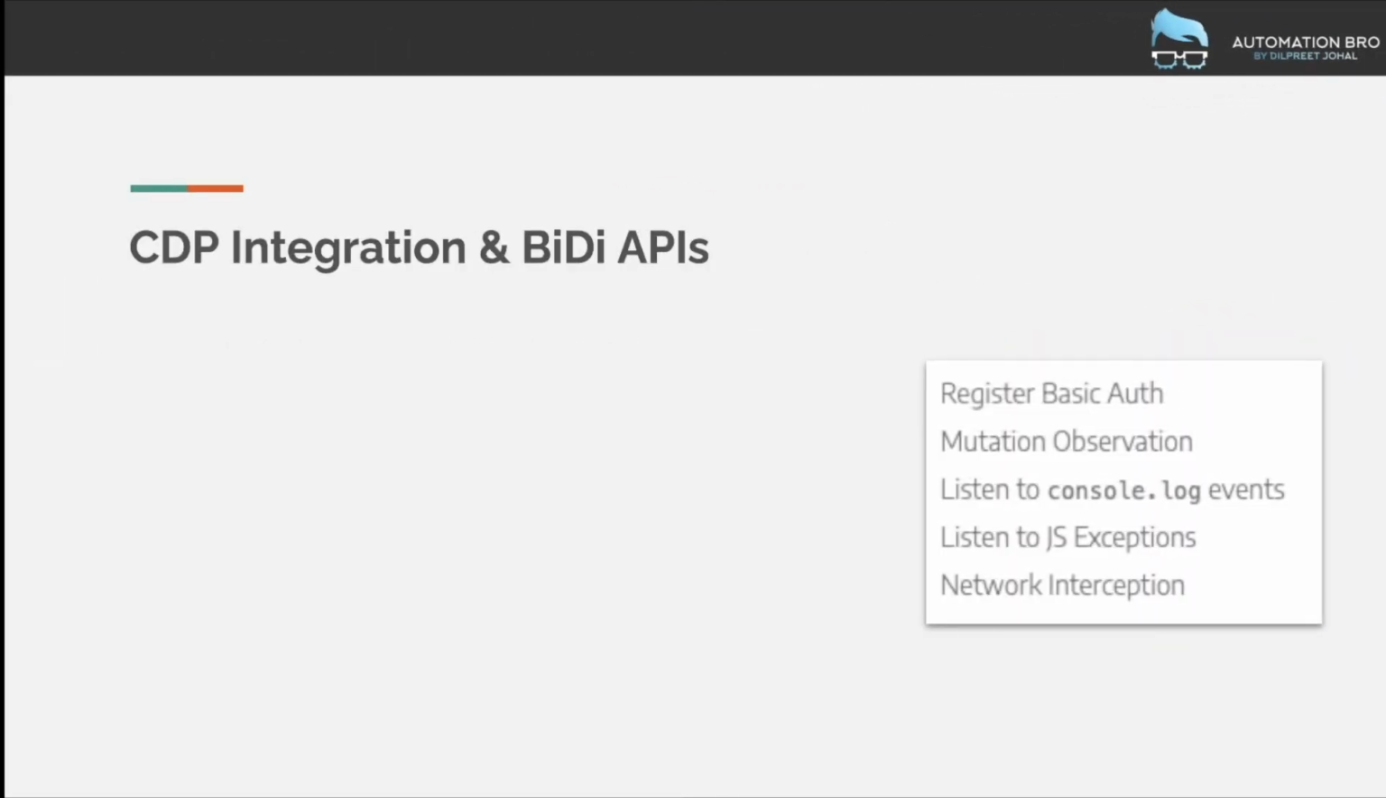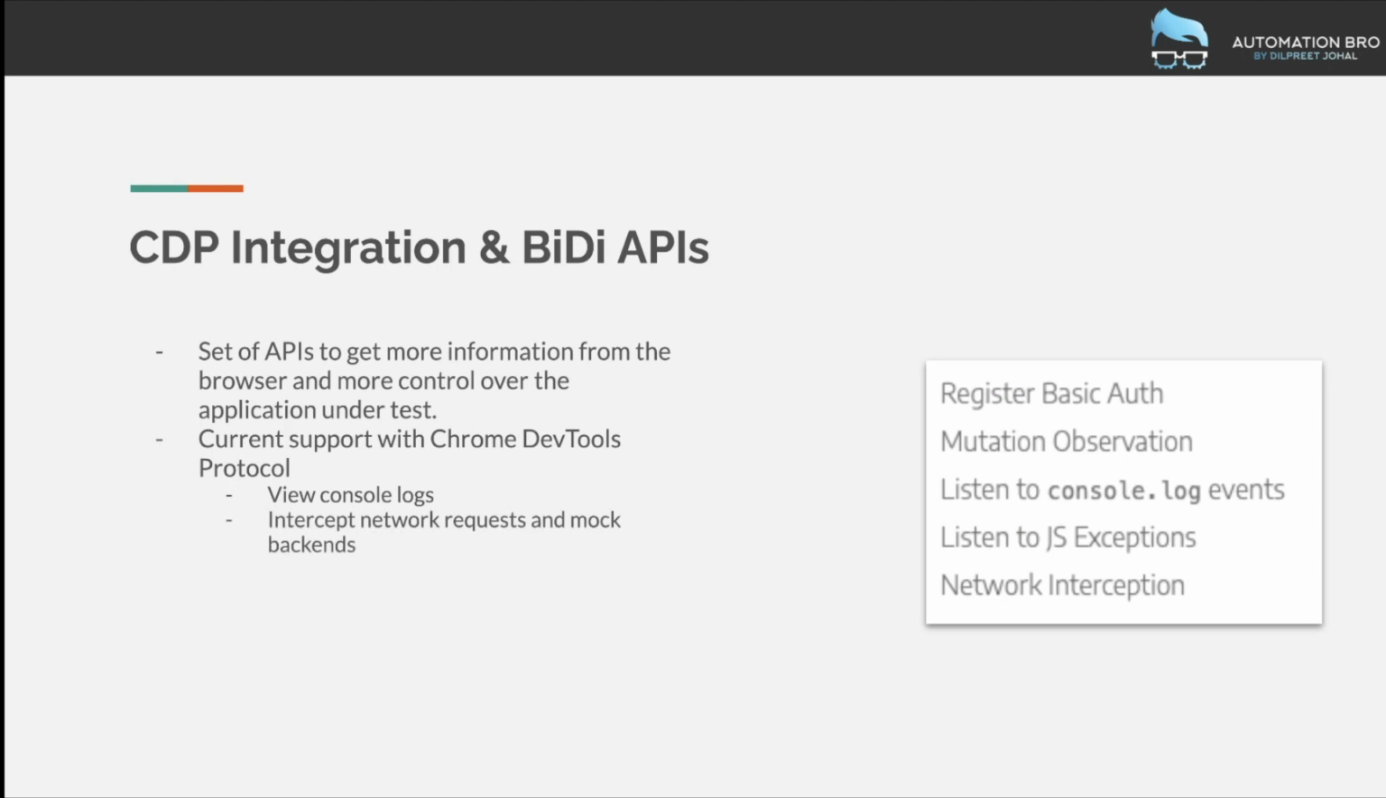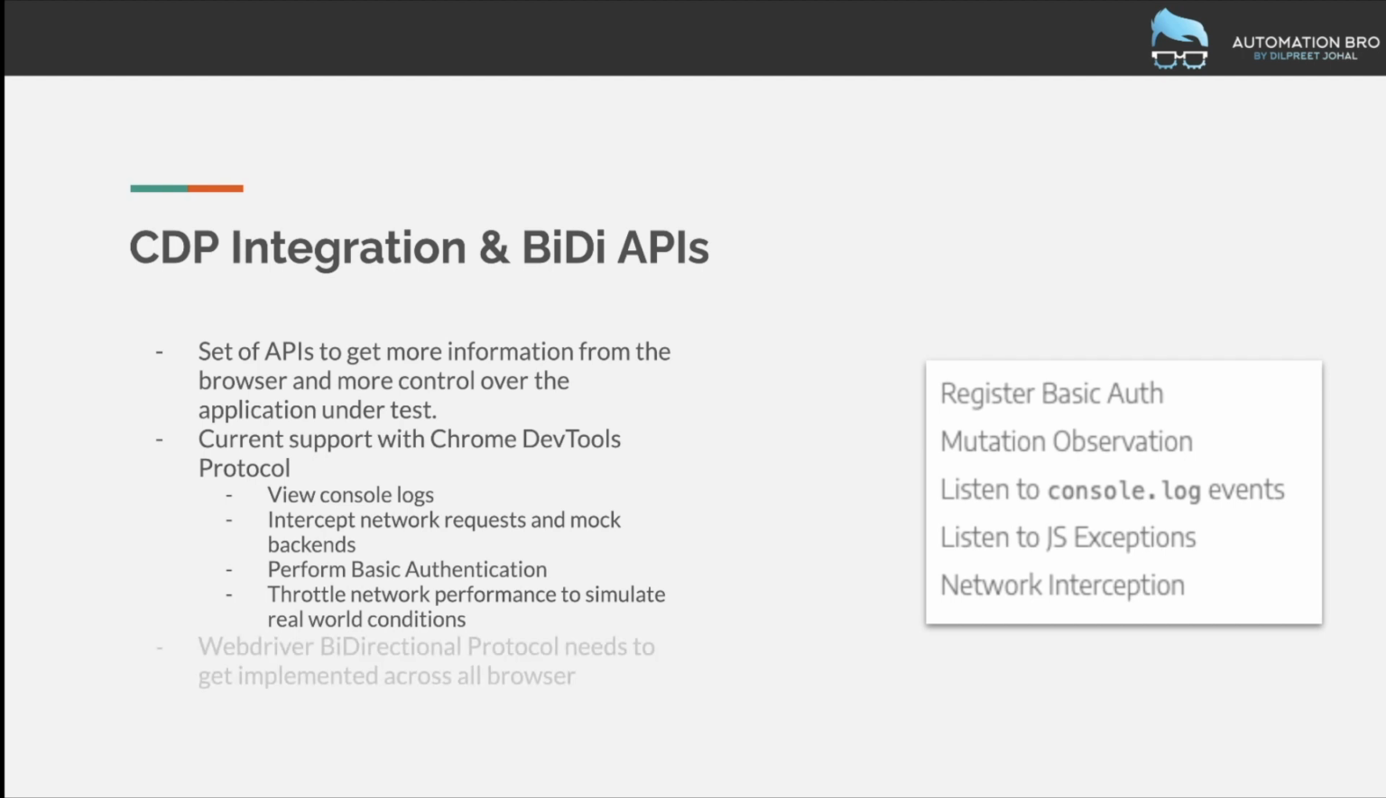The next change is that with Selenium 4, you also get access to the Chrome debugging protocol, which has a set of APIs that lets you do things like viewing console logs, intercepting network requests, performing basic auths, or throttling network performance. But since this is Chrome debugging protocol, it will only work with Chromium-based browsers. However, the Selenium team is working on getting the WebDriver bidirectional protocol implemented for all the browsers so that you are not limited to a particular browser or a particular version.